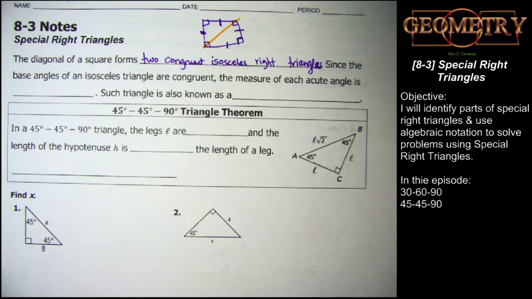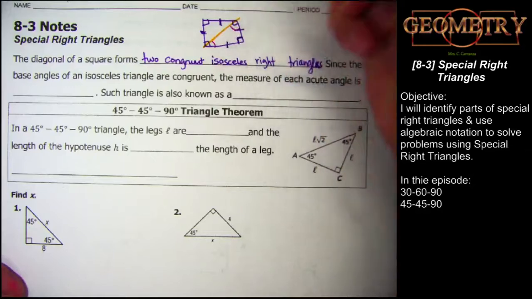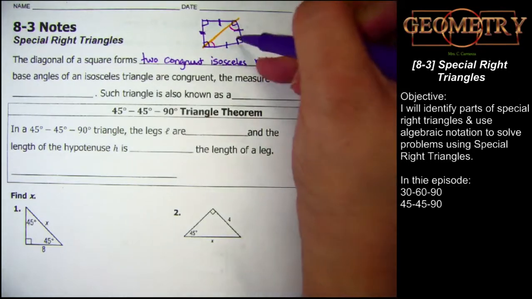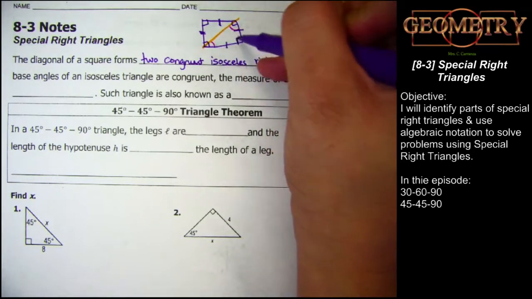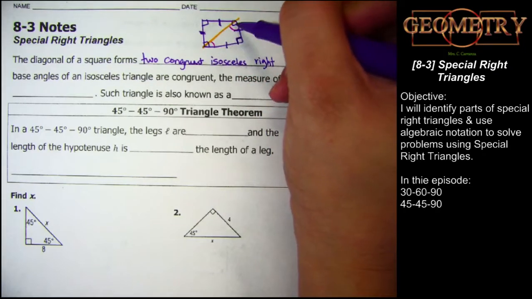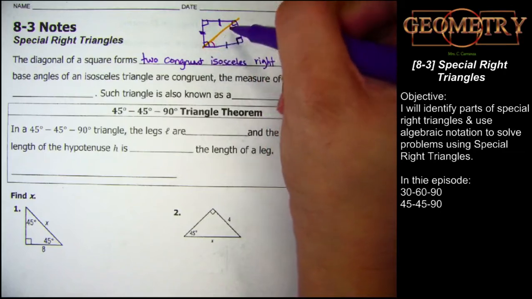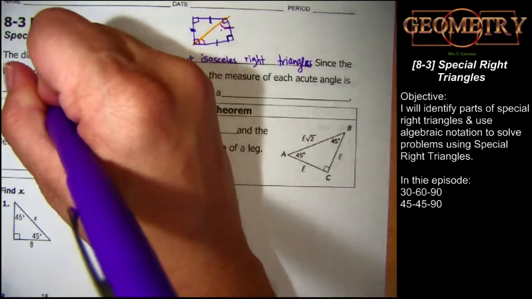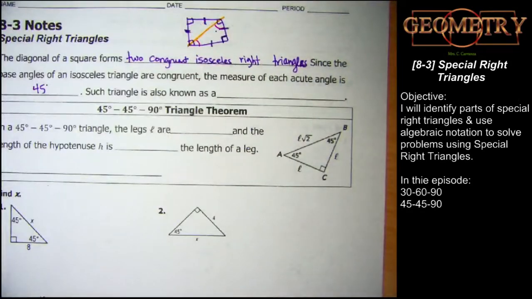Since the base angles of an isosceles triangle are congruent, what would the measure be of each of these acute angles, this one here and this one here? 45. Because I already have 90 degrees taken up here. All told, these three have to be 180. So 180 minus 90 is 90, so I have 90 left for these two. They're both the same, and they add to 90. 45 is the only number that adds to itself and gives you 90 degrees.